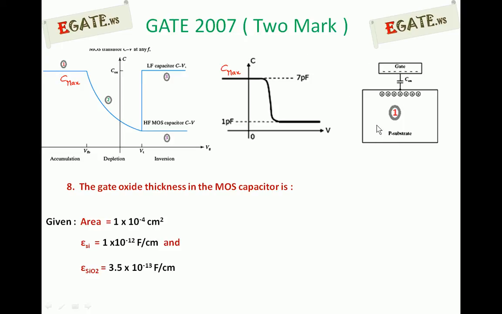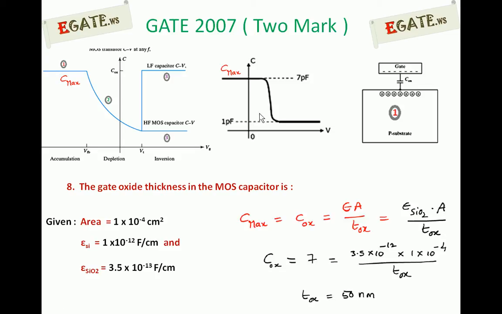This is the diagram we have discussed. So COX is nothing but C maximum. C maximum is nothing but COX, which can be calculated using epsilon A by TOX. TOX is the distance between the plates, that is the oxide thickness, which we are going to calculate. This epsilon we have to consider as epsilon silicon dioxide, because we are dealing with the SiO2 layer, into A by TOX.